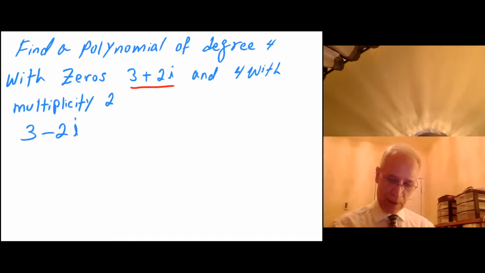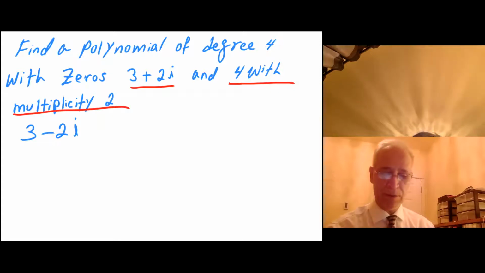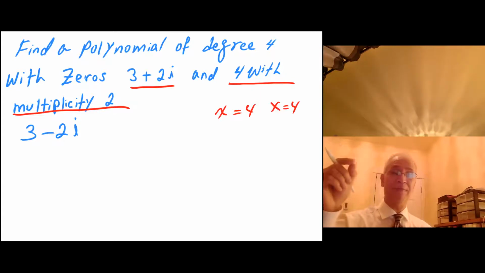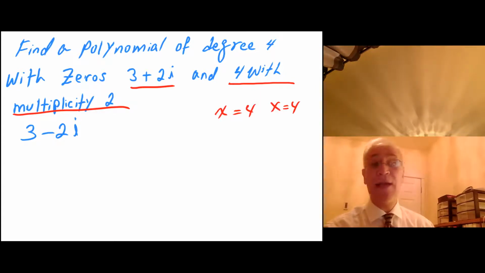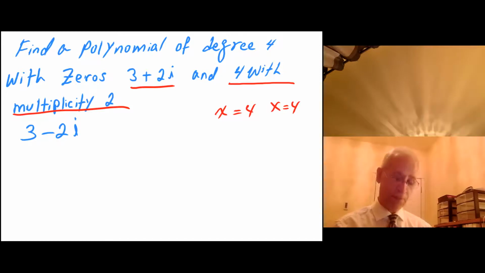And how about this part? The problem is saying the zero 4 has multiplicity of 2. That means that x equals 4 and x equals 4. It's one of those points where the graph hits the x-axis at 4 and bounces back.